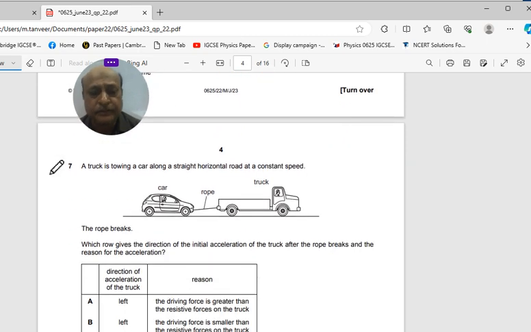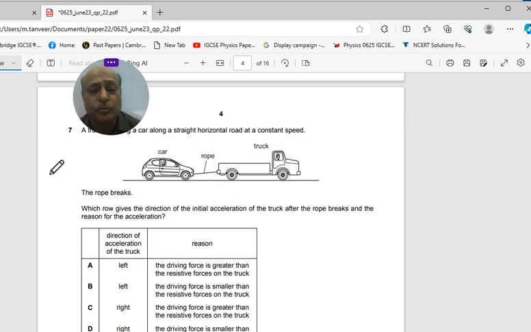Question number 7. A truck is towing a car along a straight horizontal road at constant speed. The truck and the car are connected with a rope. The rope breaks. Which option gives the direction of the initial acceleration of the truck after the rope breaks, and the reason for the acceleration?